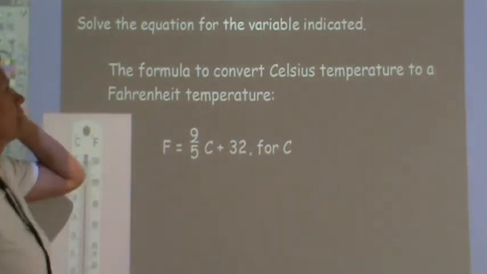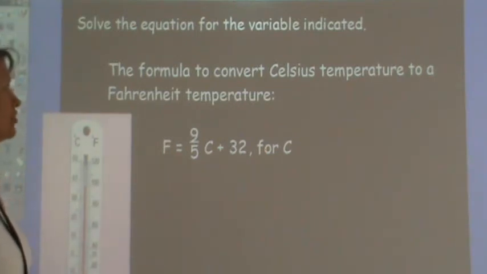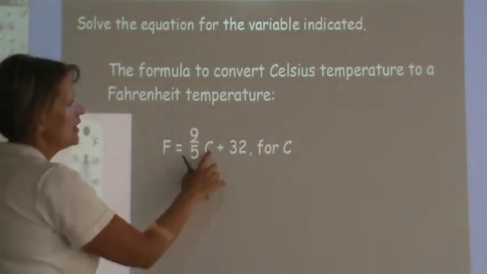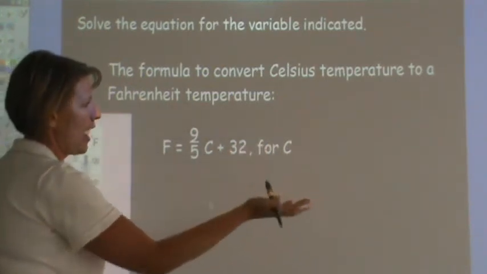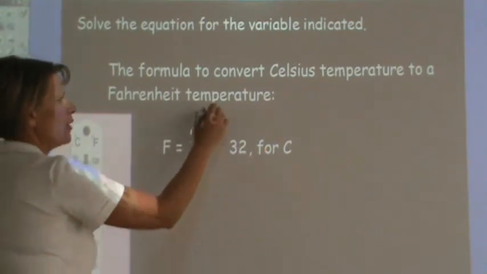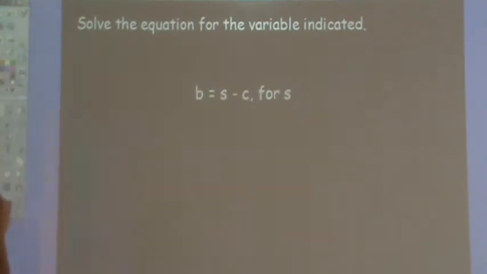We have the formula for converting Celsius temperature to Fahrenheit temperature. So right now it says the Fahrenheit temperature is 9/5 times the Celsius temperature, and then you add 32. Okay? So what we would do is now we want to get, sorry about that.